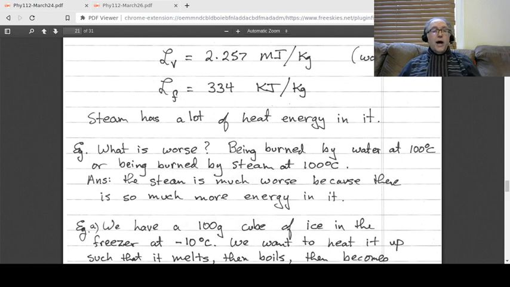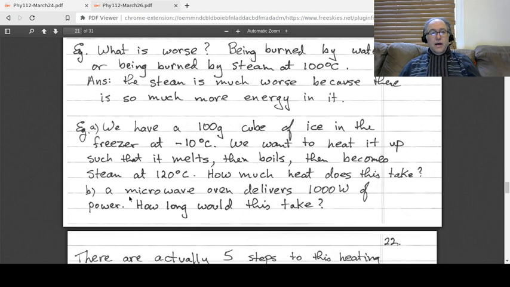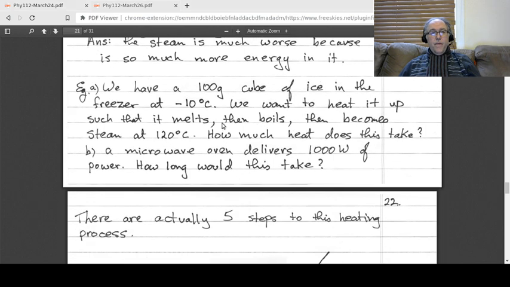So let's do a problem with this. This problem is meant to bring together both the latent heat of fusion and the specific heats. Suppose we have a 100 gram cube of ice in the freezer. Freezers generally run at about minus 10 degrees Celsius. So we've got this block of ice, it weighs 100 grams, and it's at minus 10 degrees Celsius.